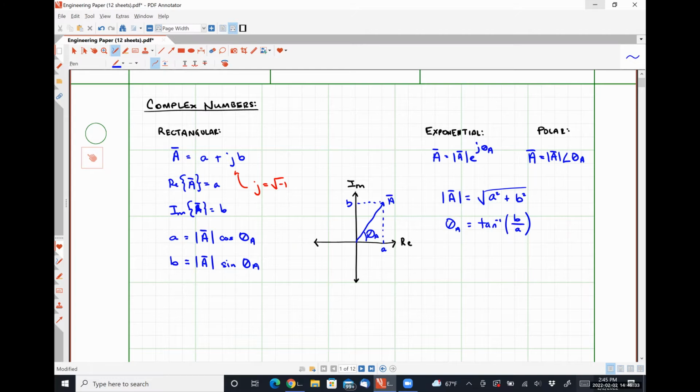So the projection onto the real axis and the projection onto the imaginary axis. For those of you who have recently taken Physics 201 and done a bunch of dot products and stuff like that, it's effectively all that we're doing.